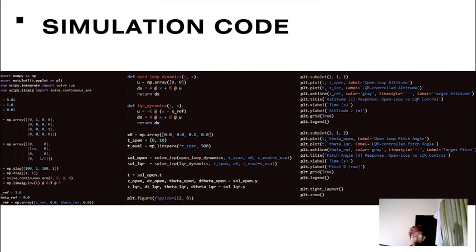The LQR controller calculates the control input based on the state error and stabilizes the quadcopter. The resulting altitude and pitch angle trajectories over time are then plotted to show that the LQR system successfully reaches and maintains the target state, while the open loop system remains passive and unresponsive.